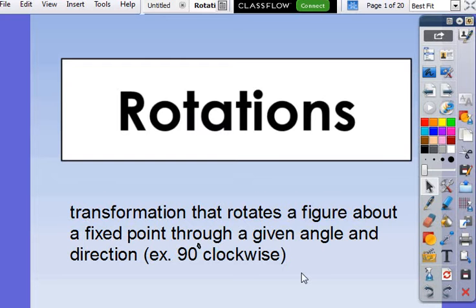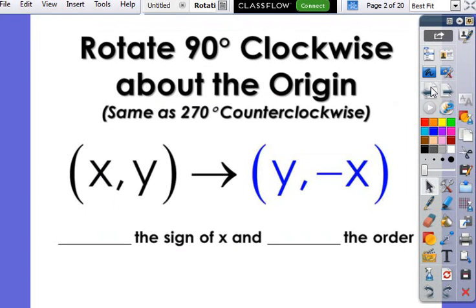All right, we know if we're talking about rotations, we're going to be turning a figure a certain way. The first rule is 90 degrees clockwise. So for 90 clockwise, I'm going to change the sign of the X and then swap the order. Change the sign of the X and swap the order.